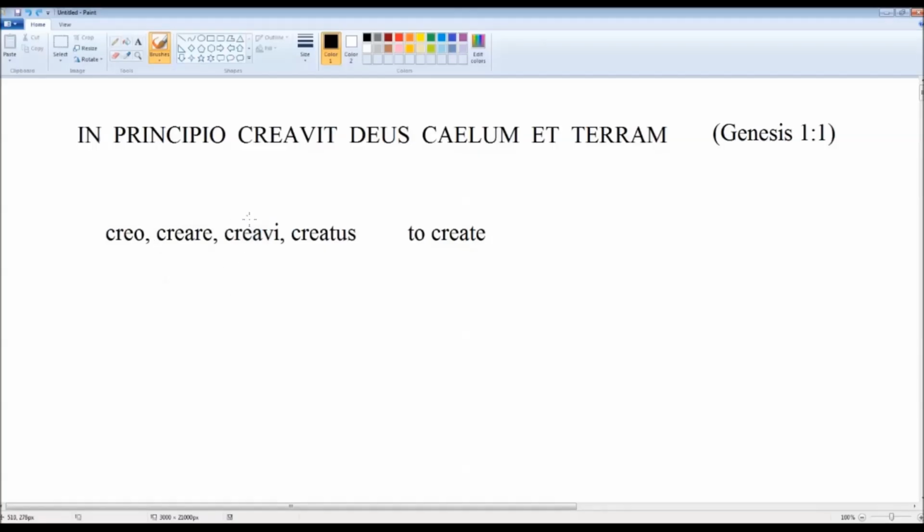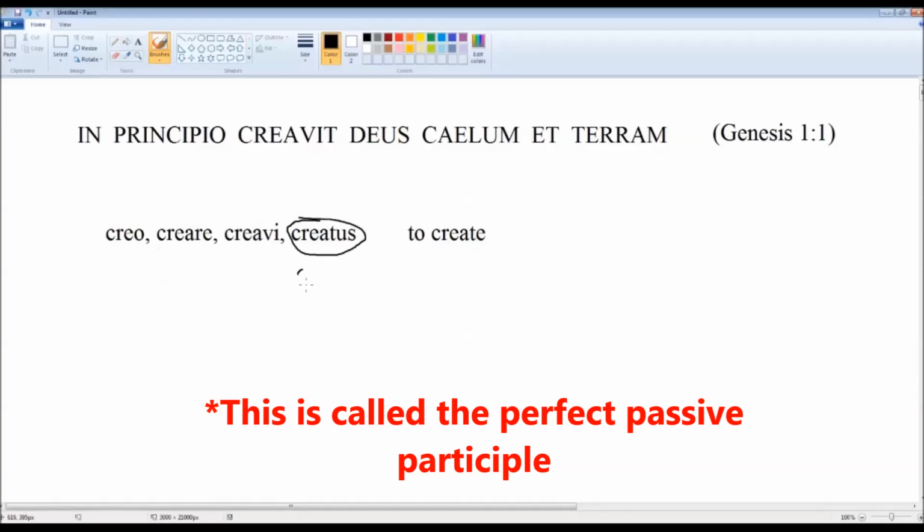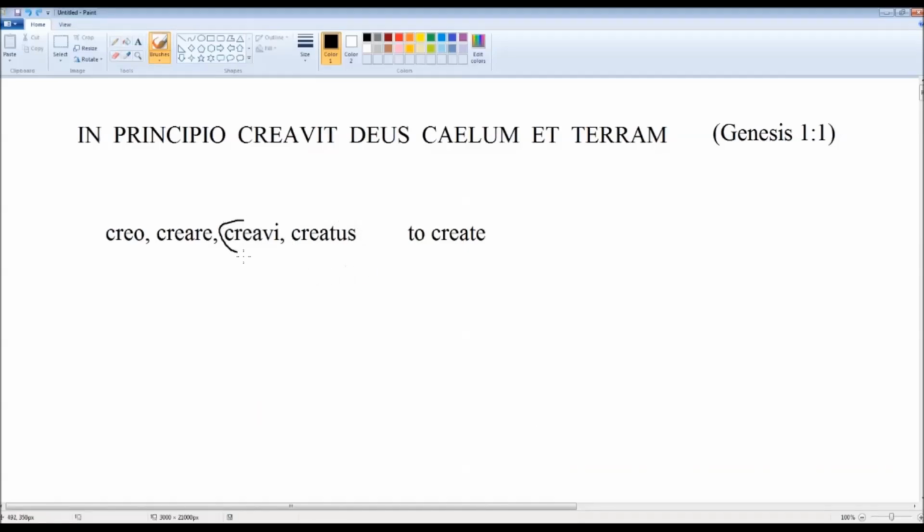The third principal part is the first person singular perfect or past tense. So this means I created. And then finally, creatus is the participle. It means created, kind of like an adjective. The one we're using today is here. So how do you put a verb in the perfect tense?